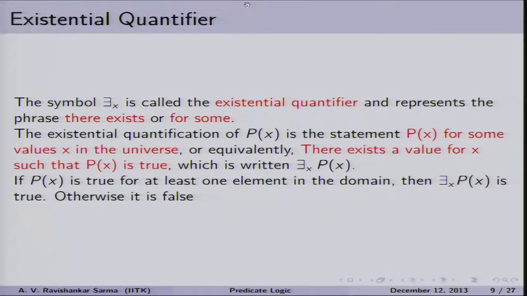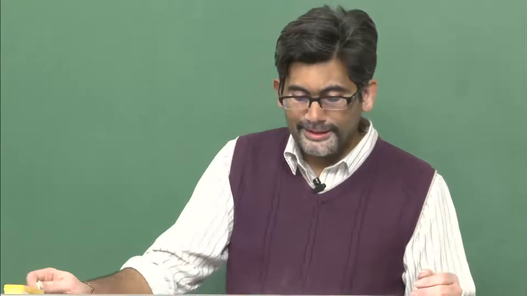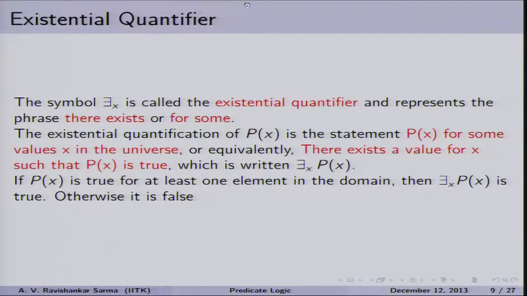The existential quantification of P(x) is a statement that needs to be read like this: a property P(x) which holds for some values of x in the universe. Some values of x means that if there is at least one x which satisfies this property, that will serve our purpose. Or equivalently, you can say that there exists a value for x such that P(x) is true.